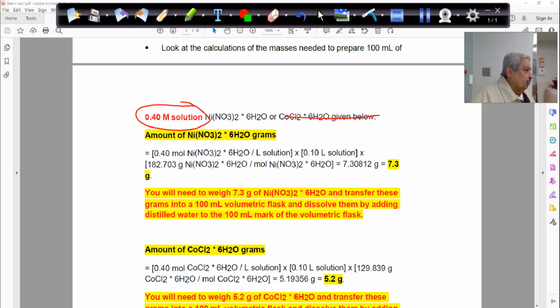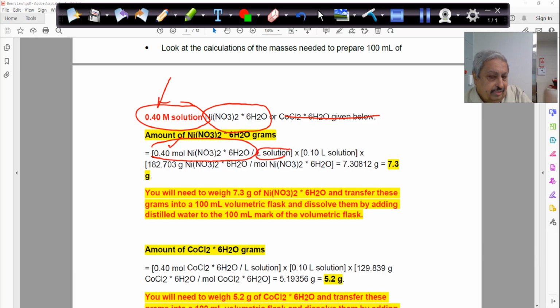Most of the cobalt compounds look pinkish in color, and most of the nickel compounds look greenish. That's generally said. The greenish color is typical for nickel, and the purple or pinkish color is typical for cobalt compounds. So we'll take this one here, and we have to know the molecular mass of this. I will need to prepare 0.4 molar. So I start with whatever I have to begin with. That's the molarity of this compound. Mole per liter is given to me.